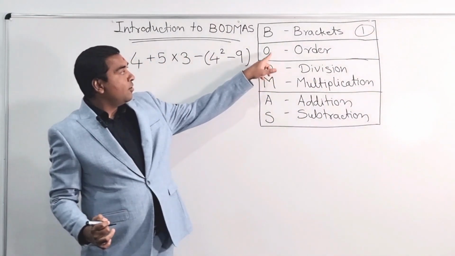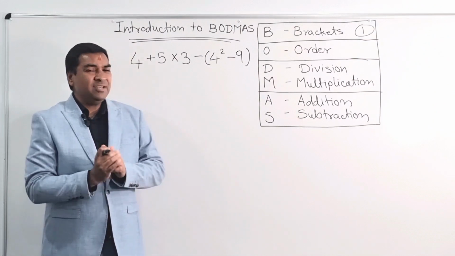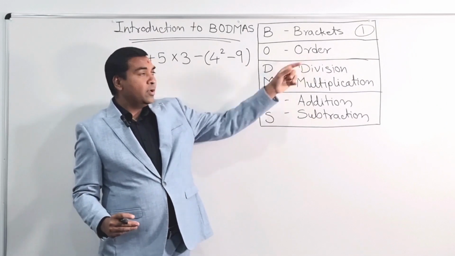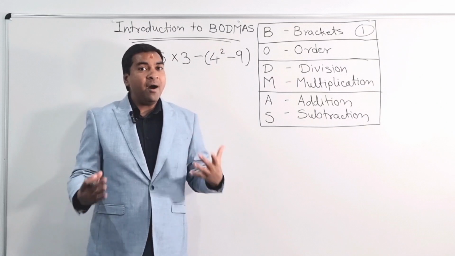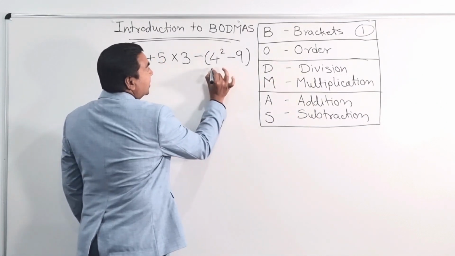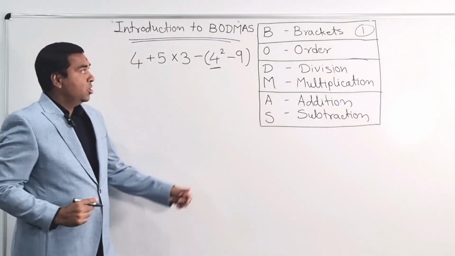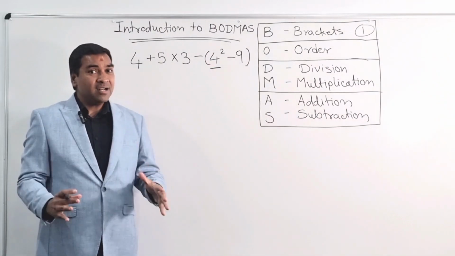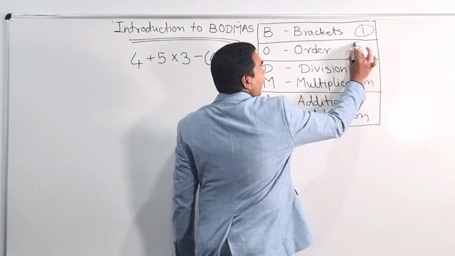And the second thing is O for order. A lot of students, I'd claim 95% of the students, are really not clear what order is. Order is not like an order of operation, but order is a power. So the second priority is for the power. As you can see right here, we have a power like 4 square, 4 power 2. Whenever there is a power involved, that power gets the second priority right after bracket.